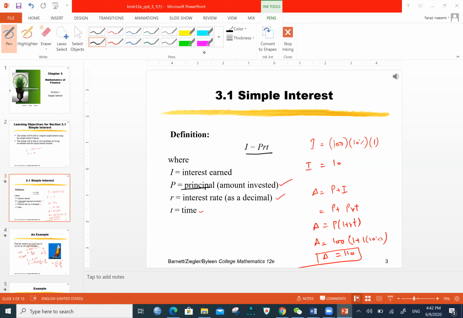Understand? In simple interest, normally we deal with time in years. For example, if time is 9 months, we will convert it into years by dividing it by 12. If you are given time, let's say 3 months, we will convert it into years by dividing it by 12. So we always express time in years. In simple interest, maybe you will be given time in months, then you will convert it into years.